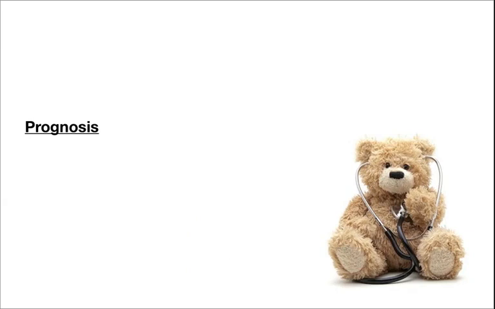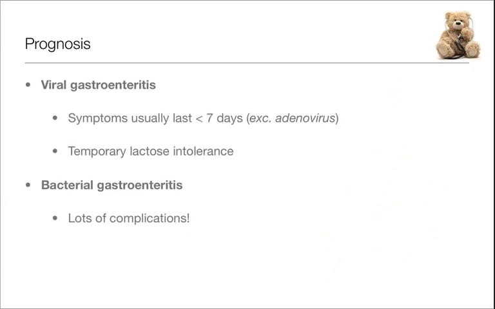So what's the prognosis of gastroenteritis? Viral gastroenteritis usually lasts less than 7 days, except enteric adenovirus, where diarrhea can last over 14 days. And in viral gastroenteritis, a child can also develop temporary lactose intolerance. Bacterial gastroenteritis has lots of complications. For example, bacteremia, secondary infections, Reiter's syndrome, HUS, particularly with E. coli, reactive arthropathy and colitis.